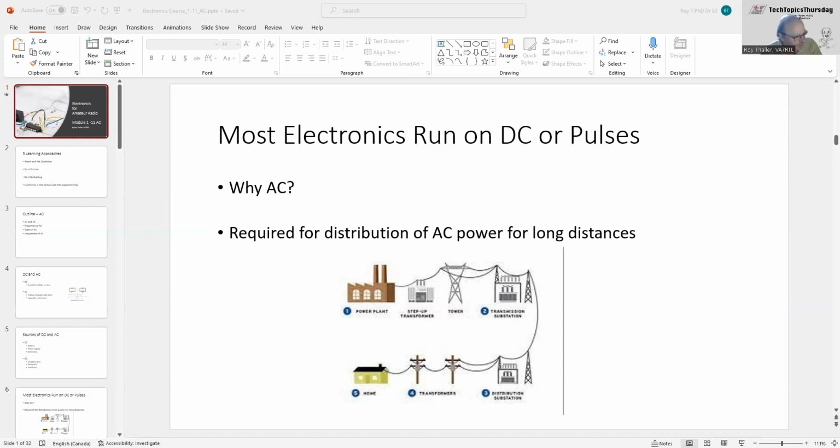And then here you have another transformer, bring it along to your residential distribution system, and then you have another transformer here, which then brings it down to your 120 and 240 volts. Up here, you could have 120,000 volts, 240,000 volts. I think there are even some lines going up to 750,000 volts. So you need AC for distribution. If we didn't have AC, we would all be living off of batteries, and we would have a completely different system.